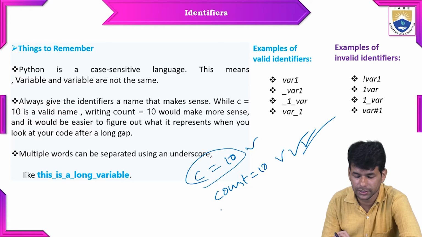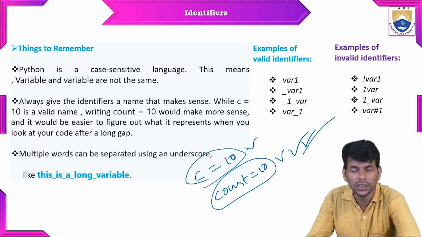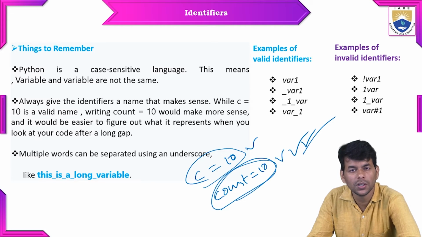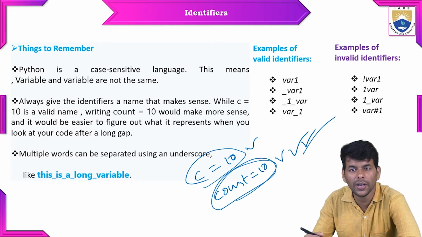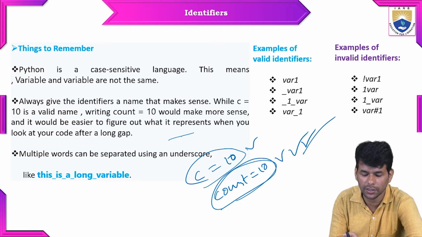When you write the second case, count equal to 10, the person who is viewing our program will understand that count is for counting the number of data items, or counting the number of even numbers. Like this, they will understand. So this is the meaning of this particular statement.